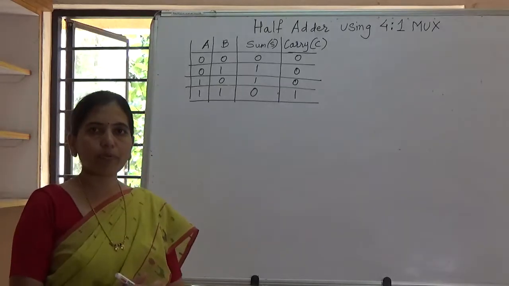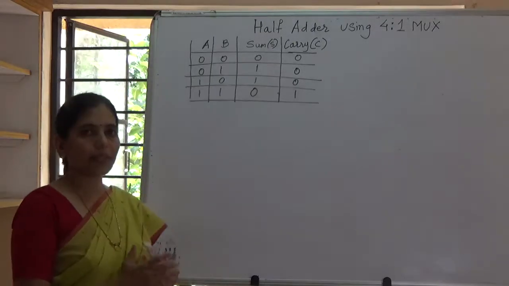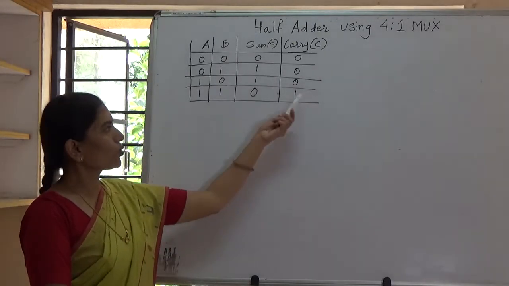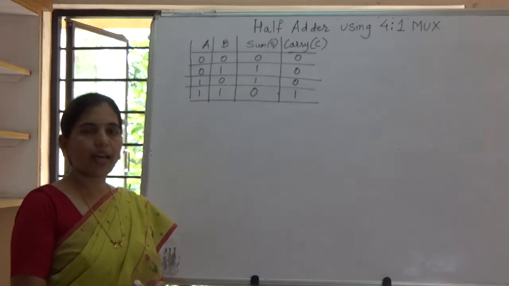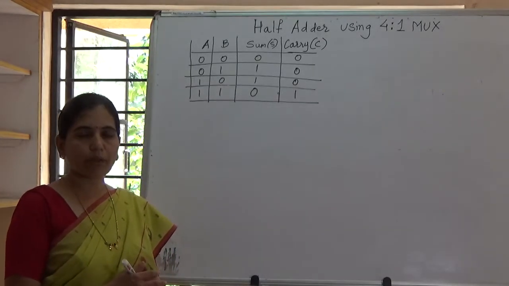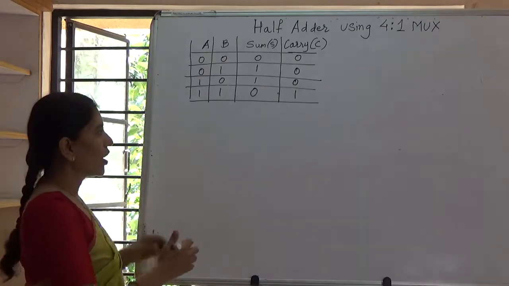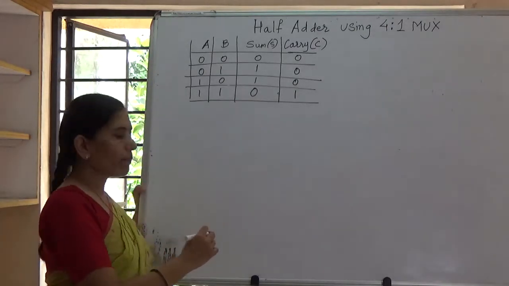Now let us see how to implement this using a 4:1 multiplexer. Because we require 2 outputs, it is obvious that we would require 2 4:1 multiplexers to get 2 outputs. So let us first implement the sum.